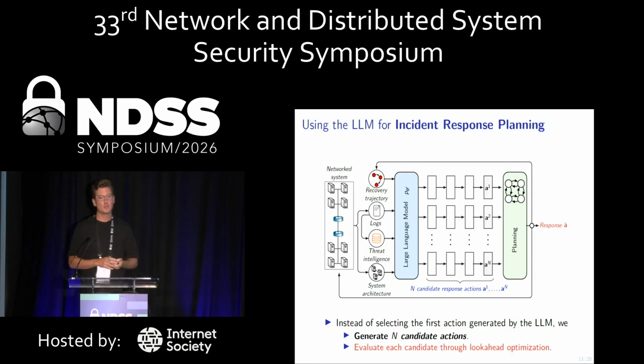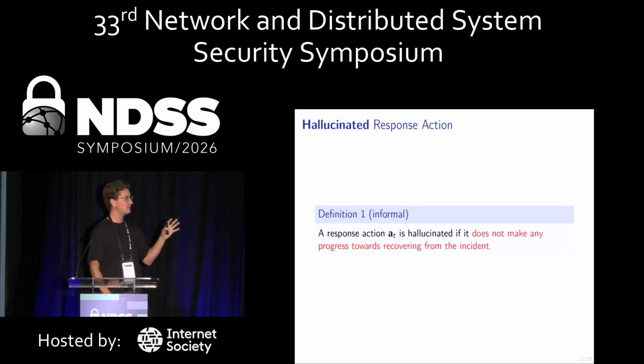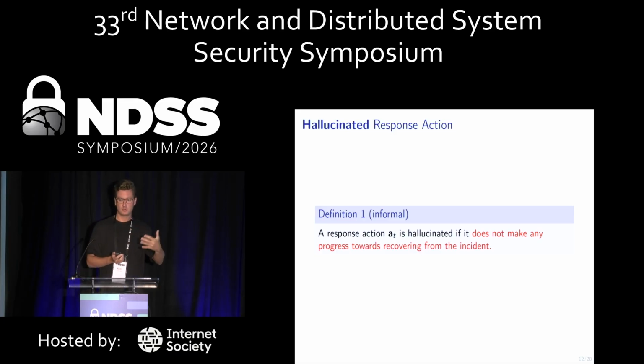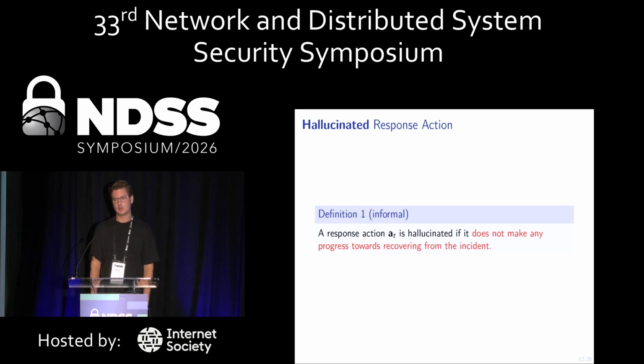So to be a little bit more precise, the way that we define a hallucination in this context is that we say that an action is hallucinated if it does not make any progress towards recovering from the incident. So for example, if you would have an action that aims to patch a vulnerability that doesn't exist, that will not make any progress towards recovery, and that will be a clear hallucination according to our definition.